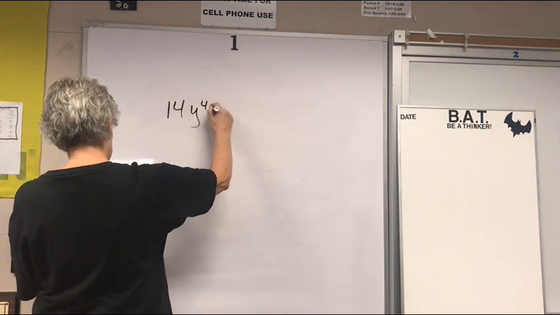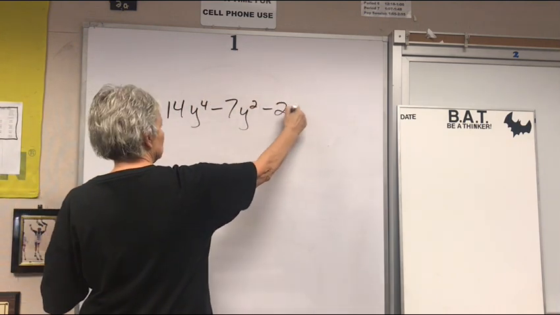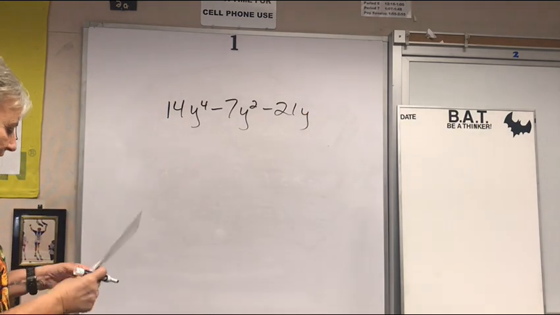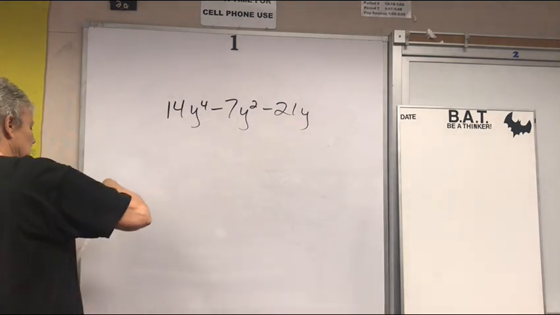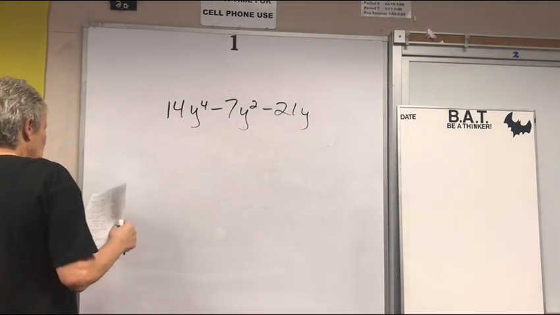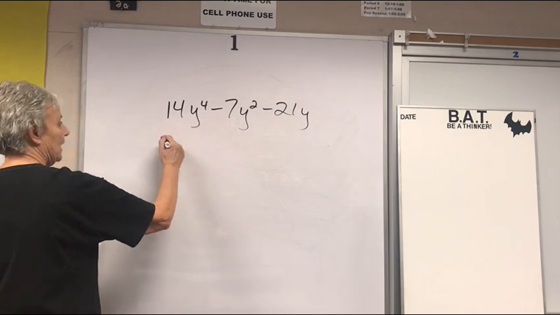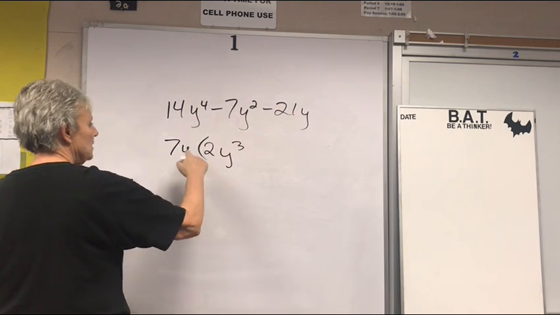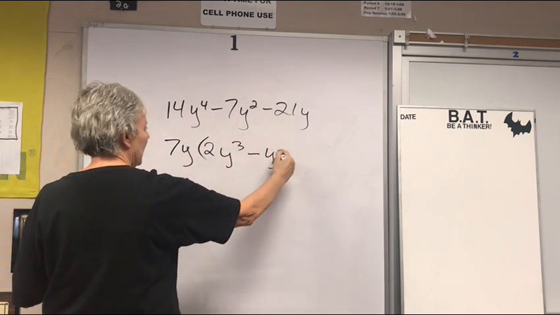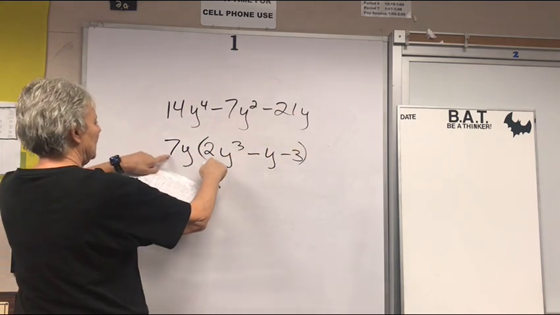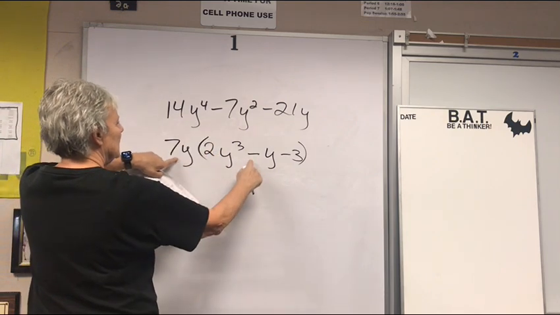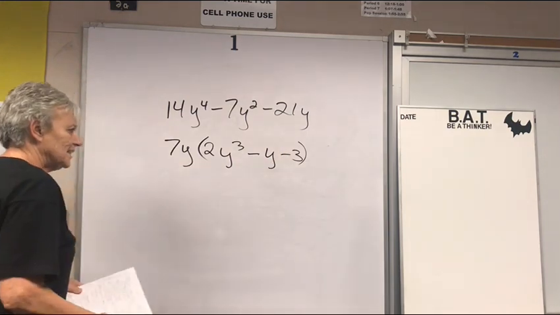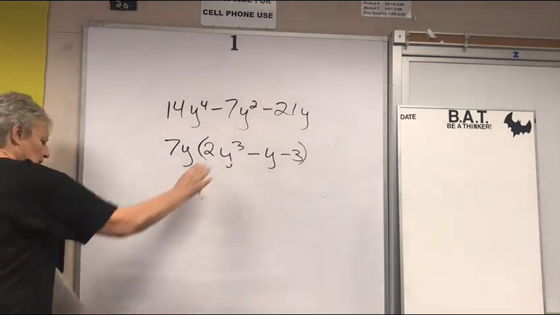14y to the fourth minus 7y squared minus 21y. Did you notice they all have a y and they all have a 7? So, on number 23, I took out a 7y. That's 2y to the third minus y minus 3. Okay, double check. 14y to the fourth, negative 7y squared, negative 21y. That is the correct answer, and that's as far as you can go before you learn how to factor those.